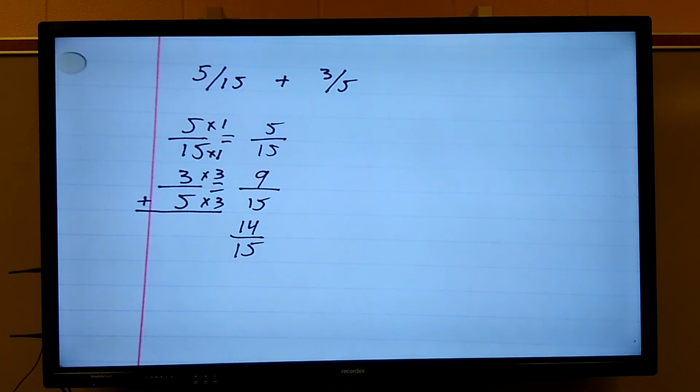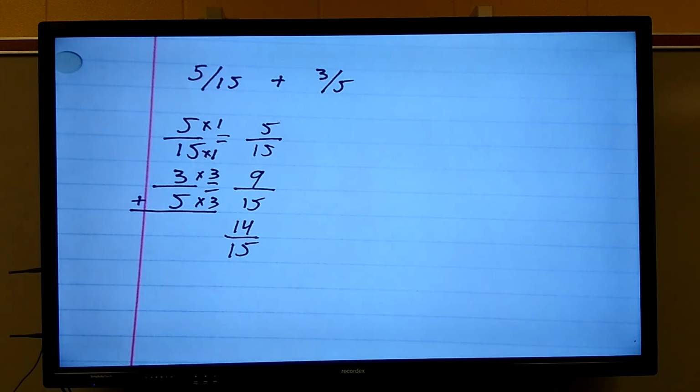Is this an improper fraction? No. Is this in simplest form? Yes. So there's your answer: 14 over 15. And there you go, little fifth graders. That's how you get it done.